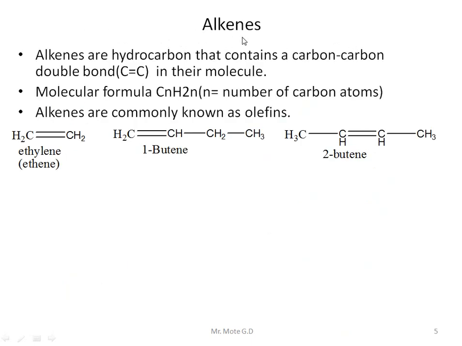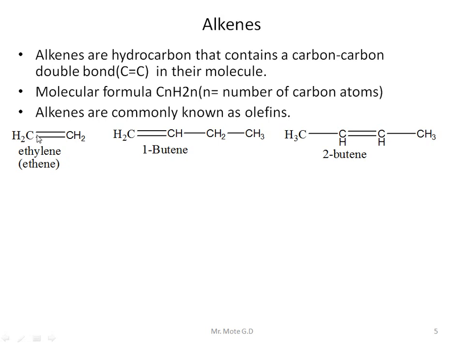Then we will have the next structure, that is alkenes. So alkenes are hydrocarbons that contain a carbon-carbon double bond. That's why we call them alkenes. The molecular formula for the alkene is CnH2n, where n is the number of carbon atoms. Alkenes are commonly known as olefins, and we will look at various examples of alkenes.